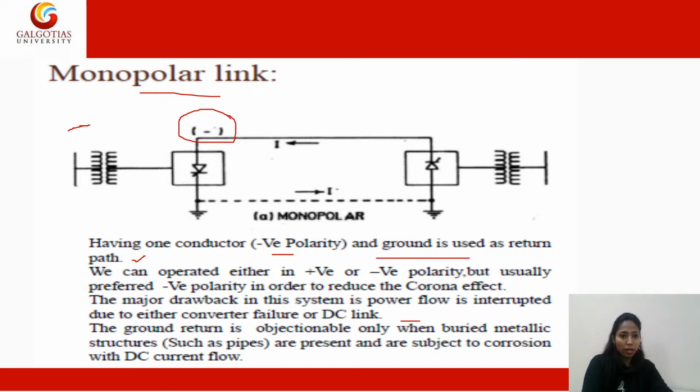You can see the transformer is connected to the AC system, and then we have the converter. This converter acts as an AC to DC converter, so it is a rectifier. Then at the receiving end, the converter again converts from DC to AC, and the transformer is connected to the other AC system. The current I is flowing here, and this shows the thyristor based monopolar HVDC link.